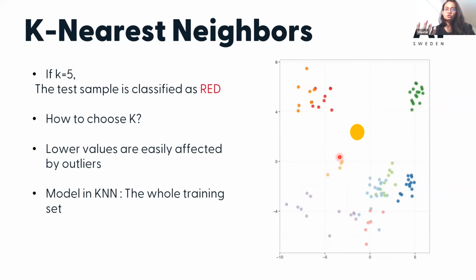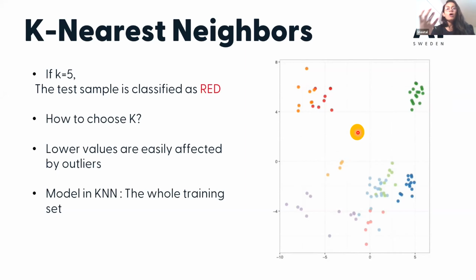But the problem is, how do you choose k? You don't really have any rule to choose k. It's completely trial and error. If you have lower values, that is, if k is just 1, then it is easily affected by outliers. And if k is too huge, then of course it smoothens out. But it's better to choose a value after a lot of trying out.